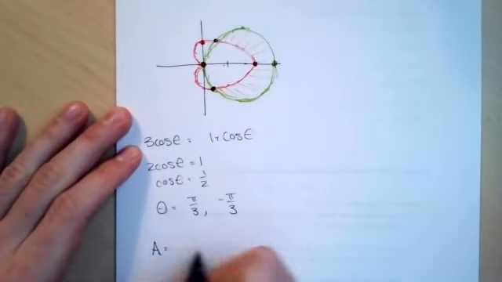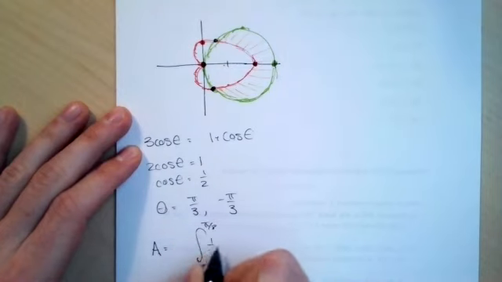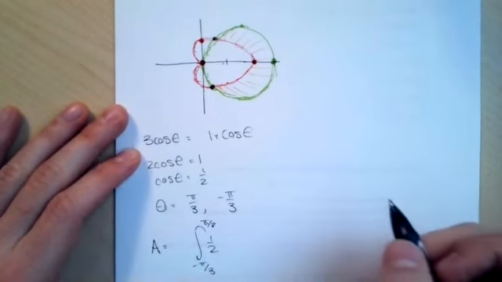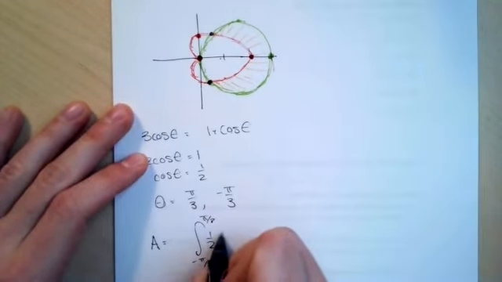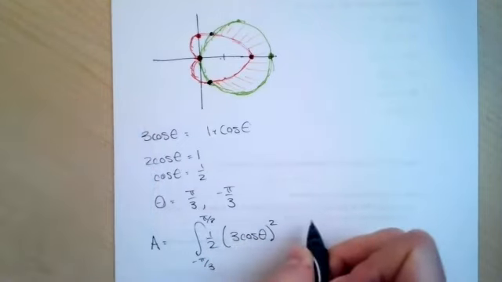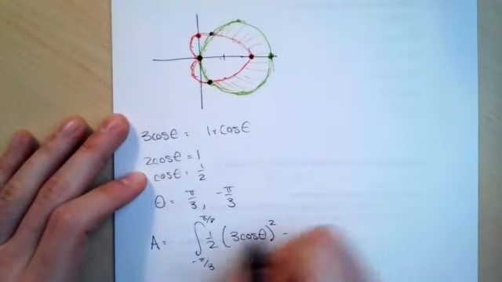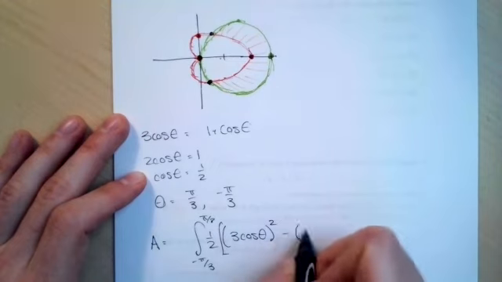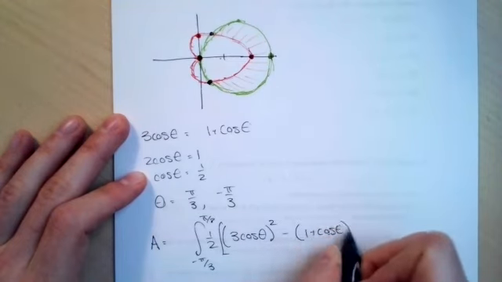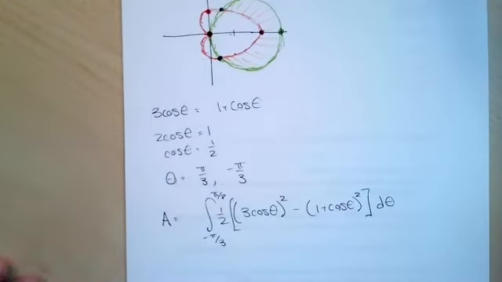So our area is going to be, from -pi over 3 to pi over 3, 1/2 is going to be the outside area. So it'll be 3 cosine theta squared, and then we subtract off the inside area, 1 plus cosine theta squared. So again, you'll have the trig integral to do.